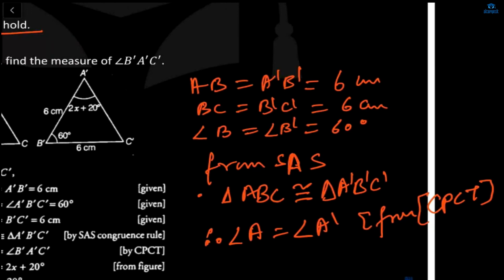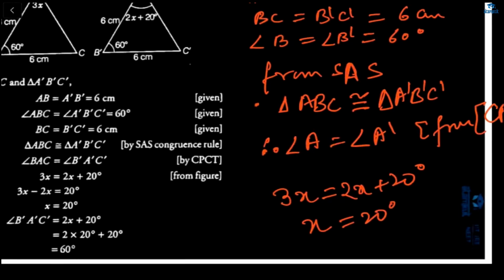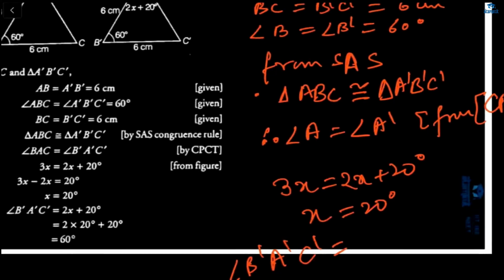So if angle A is equal to angle A dash, that means 3x is equal to 2x plus 20 degrees. So x is equal to 20 degrees. Since you have found the value of x, you can find the value of angle A and angle A dash also. But it has asked for A dash. So angle B dash, A dash, C dash will be equal to 2x plus 20, which is 60 degrees.